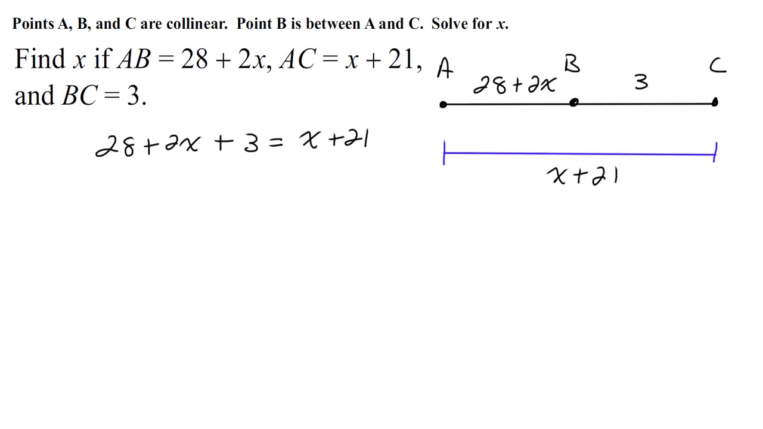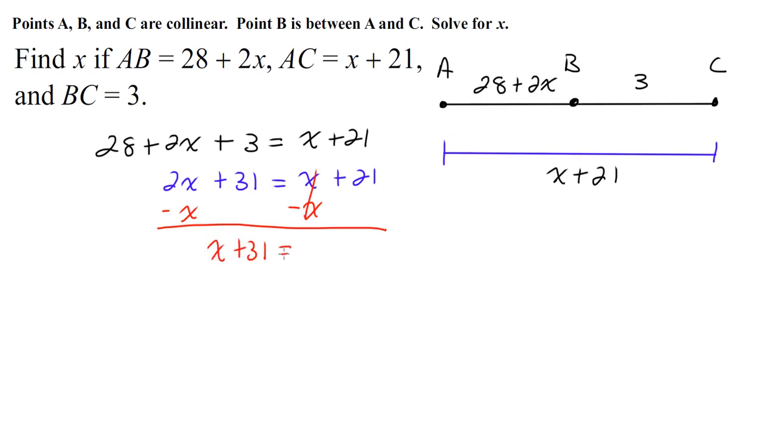And so I go about solving. So here I can combine 28 and 3, and that's 31. So this becomes 2x plus 31 equals x plus 21. I have variables on both sides, so I'm going to subtract 1x from both sides here. And I get x plus 31 equals 21. And then finally, I just need to subtract 31 from both sides. And I get x equals negative 10.